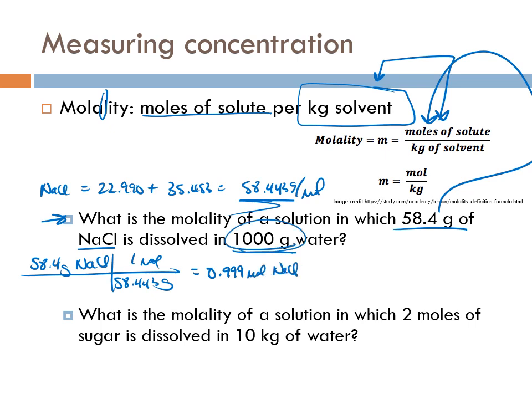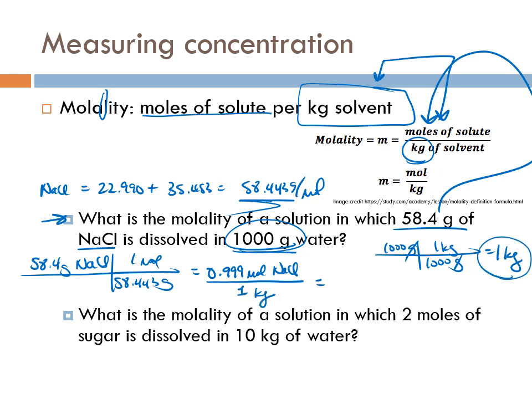And then I have 1,000 grams of water. I need to turn those grams into kilograms. 1,000 grams divided by 1,000 grams in 1 kilogram, and we have 1 kilogram when those grams cancel out, top and bottom. So I've got 0.999 moles of sodium chloride divided by 1 kilogram of water. Our molality will be 0.999 little m. But when I check my sig figs, I only get to keep 1, and so that 9 is going to round to a 1. Final answer, 1 molal. Good?